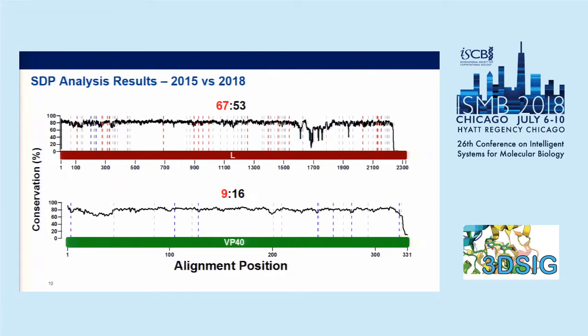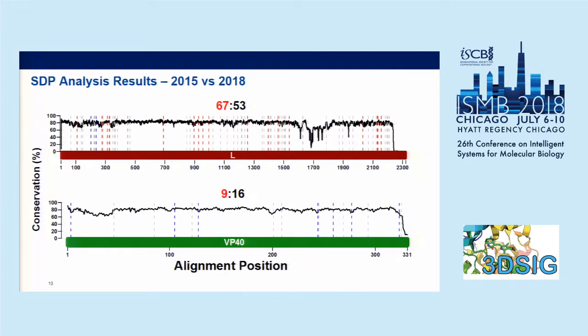So just two of those in detail. This is just a representation of the sequence alignment. And in red, these are positions, SDPs, that we lost with more genomes. Grey are ones that we had in both analyses. And blue are ones that we gained when we used more genomes.